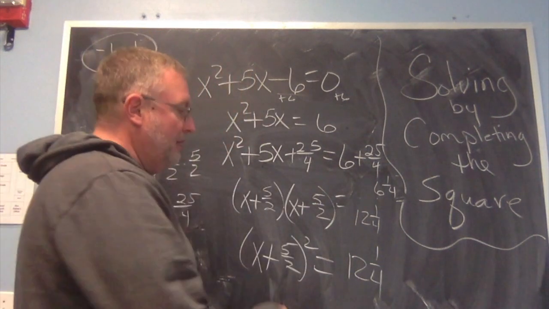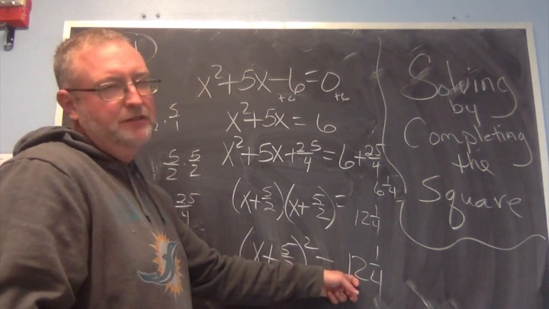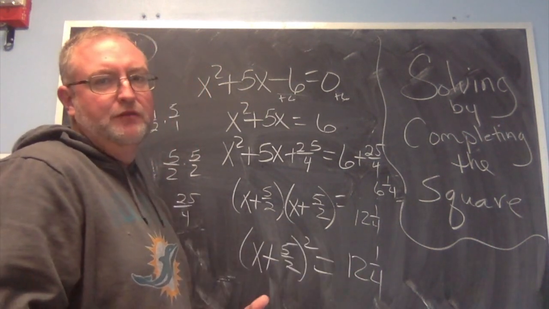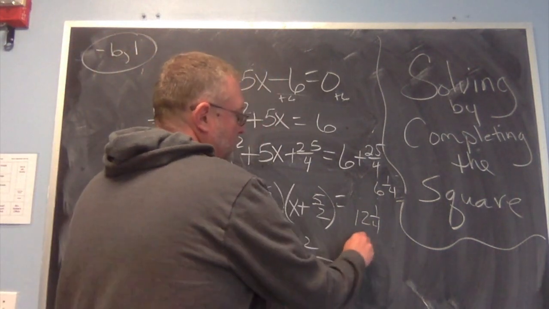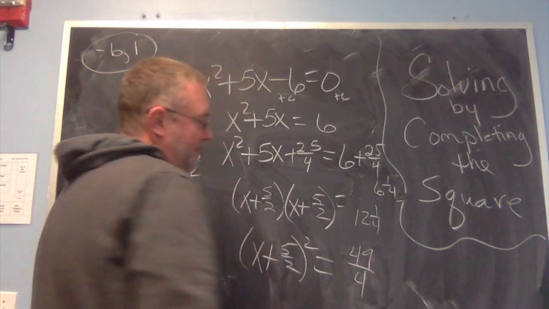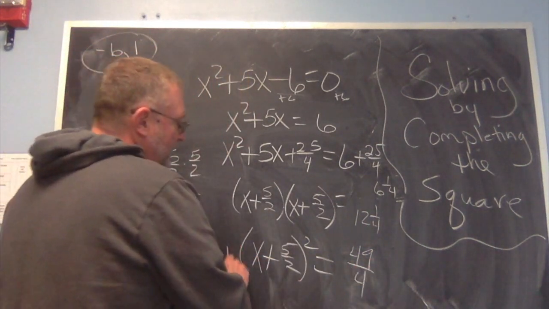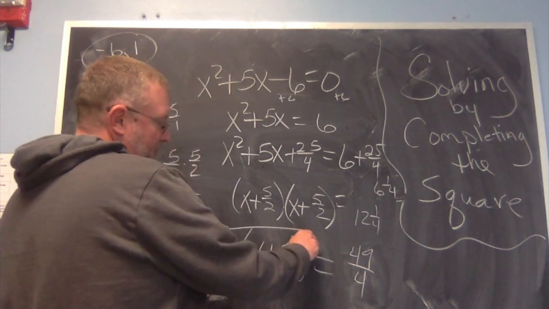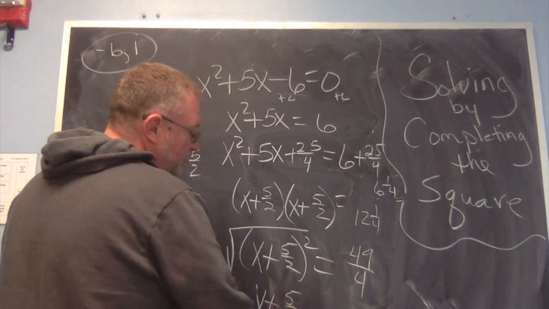Or if I made that improper, because I'm going to have to eventually anyways, it'd be 4 times 12 is 48, plus 1, 49 over 4. Which I'm going to go ahead and leave like that, because I'm going to have to square root it. So I'd have to put it back that way anyways. So then I square root this to get rid of that, which leaves me with x plus 5 over 2.